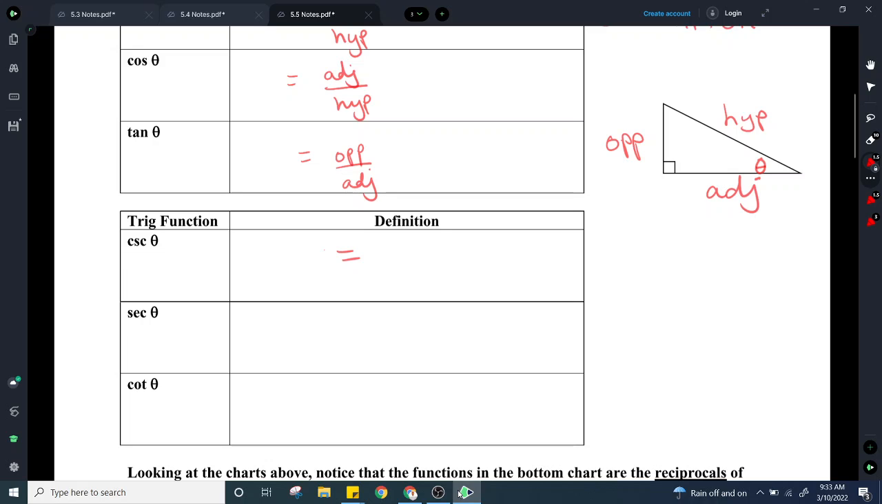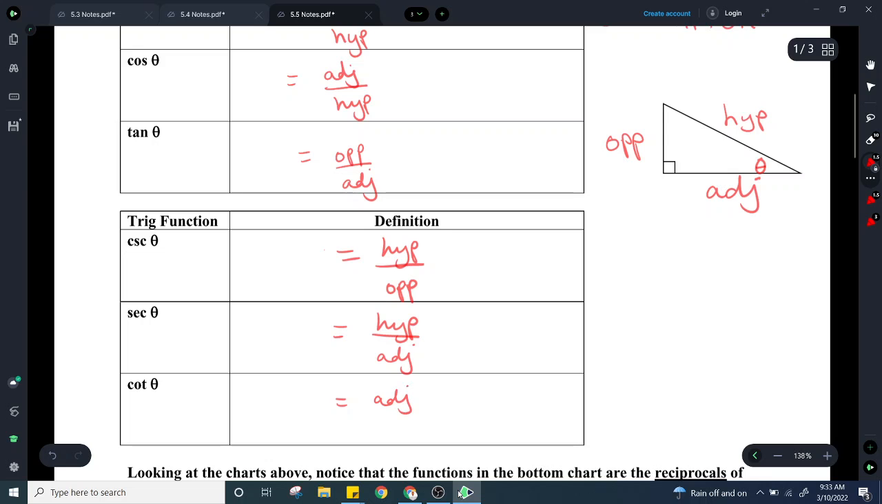So cosecant, we said, was the reciprocal of sine. So that means cosecant is going to be the hypotenuse over the opposite. Secant is the reciprocal of cosine, so that's going to be the hypotenuse over the adjacent. And then cotangent, of course, is the reciprocal of tangent, so that's going to be the adjacent over the opposite.